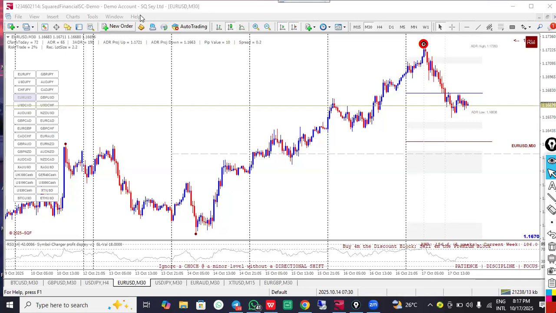You cannot step into maybe the 1 hour chart or 30-minute chart or even 15-minute chart, start your analysis there, conclude your analysis there, and take a trade. It's usually not a good idea.